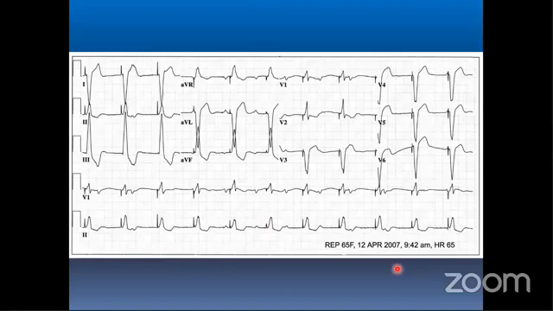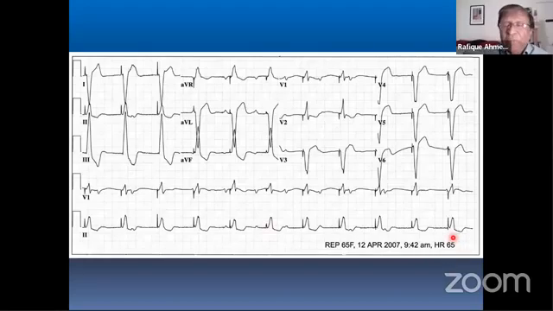Okay. Then why is the rate 65? My pacemaker is probably programmed at 60. That's one option. Yes, the pacemaker atrial lead is not working. What is the second possibility?